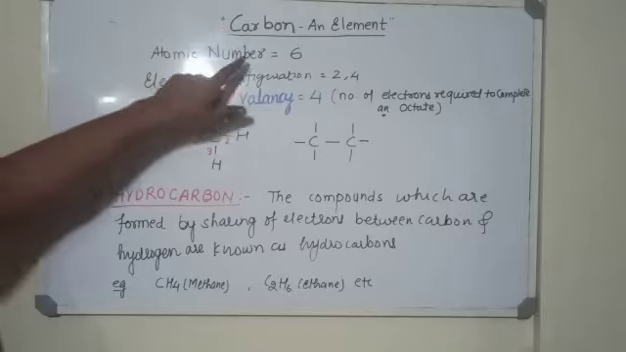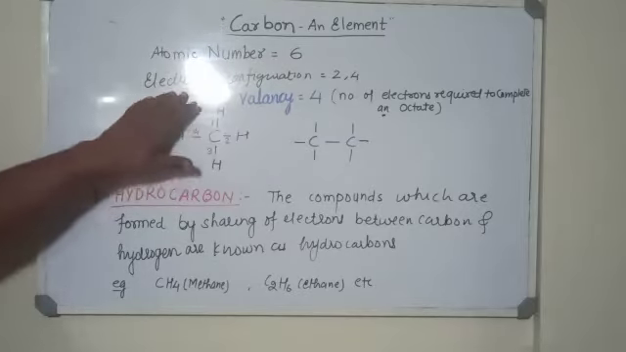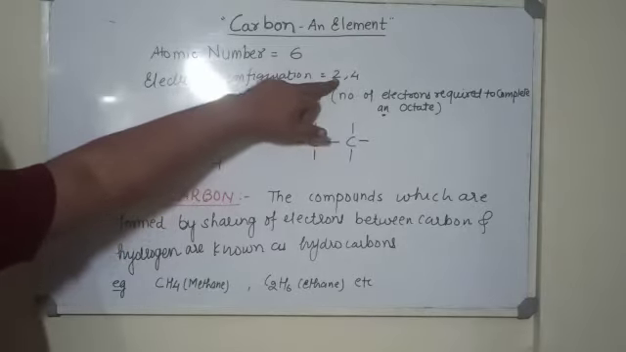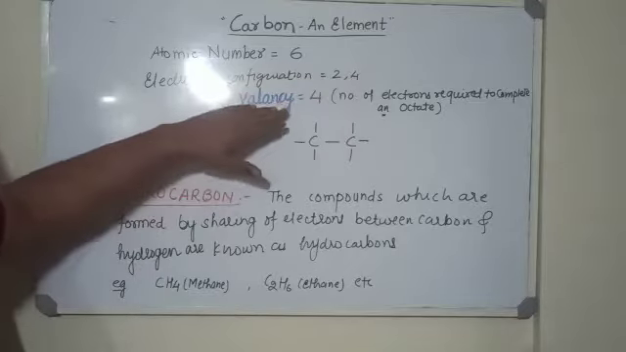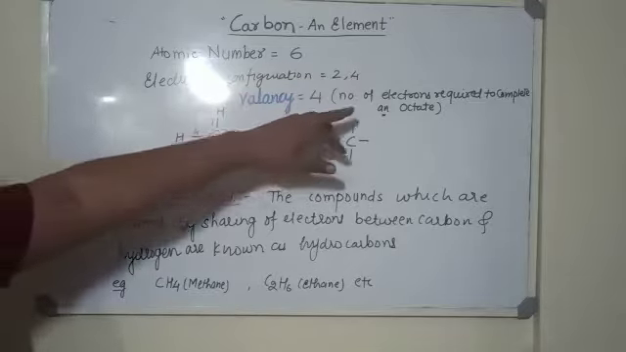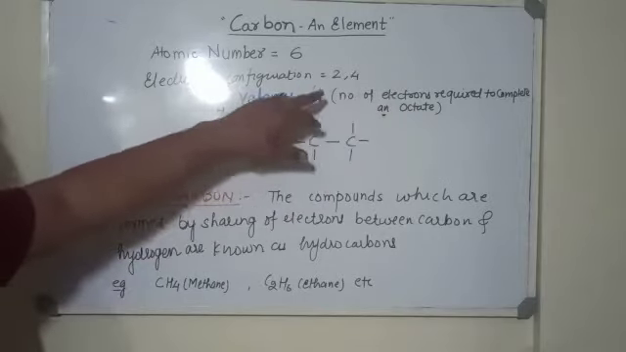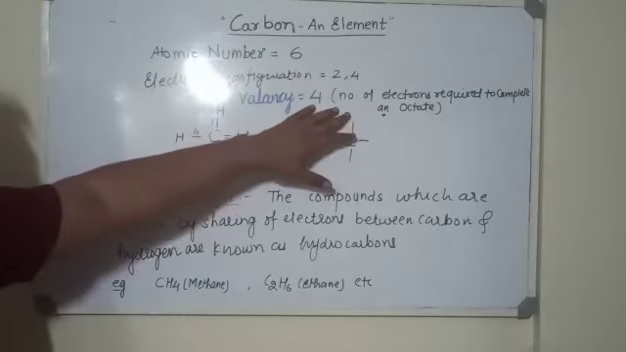The atomic number of carbon is 6. If we look at the electronic configuration of carbon, this is the distribution of the electrons. In the first shell we have 2 electrons and in the second shell we have 4 electrons. If we talk about the valency, that is the number of electrons required to complete an octet, it is 4. That means carbon requires 4 electrons to complete its octet.